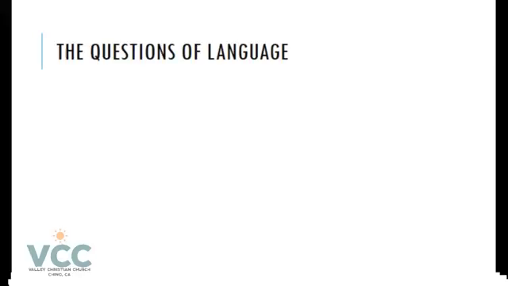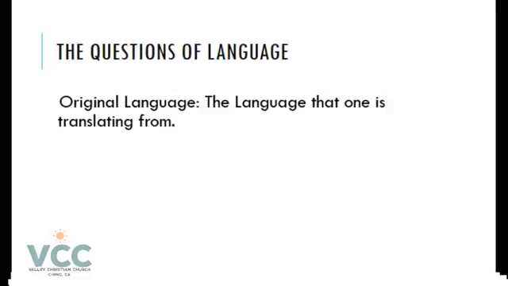So let's talk about the question of language, because we've talked about the thees and the thous, but we haven't really talked about original text, English, all that jazz. There are a couple of issues that come into play when we talk about language in regards to Scripture. We have first the original language. That's, of course, the language that one is translating from. In Bible terms, that's going to be Hebrew for the Old Testament, and it's going to be Greek and a little bit of Aramaic for the New Testament in general.